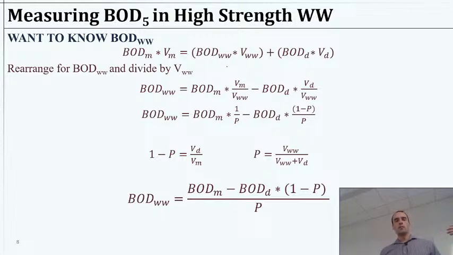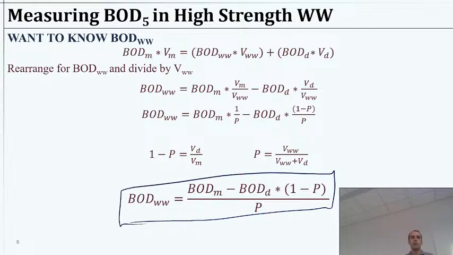We subtract the BOD for the dilution from both sides and divide everything by the volume of the wastewater. We end up getting BOD of the mixture times VM divided by VW, minus BOD for the dilution water times V dilution divided by VW. We can then do a little bit of algebra and get this equation, which you'll have on your formula sheet.